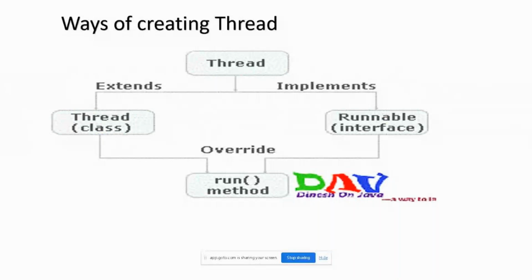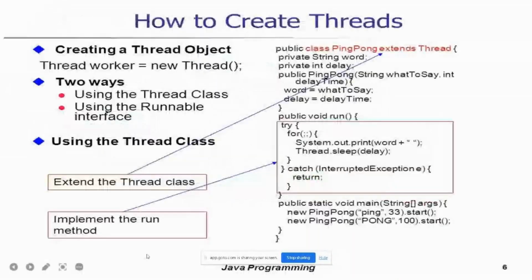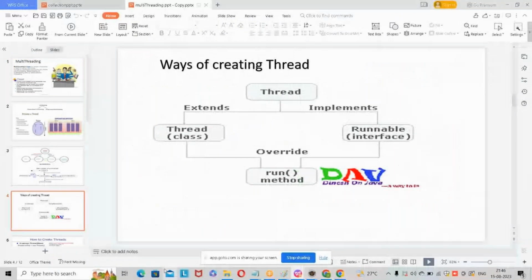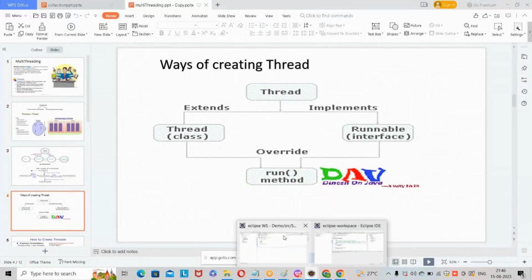What is this run method? It is nothing but where you will be writing the code to specify the action. So here is an example, I can just write it and show it to you. Now you create a thread.